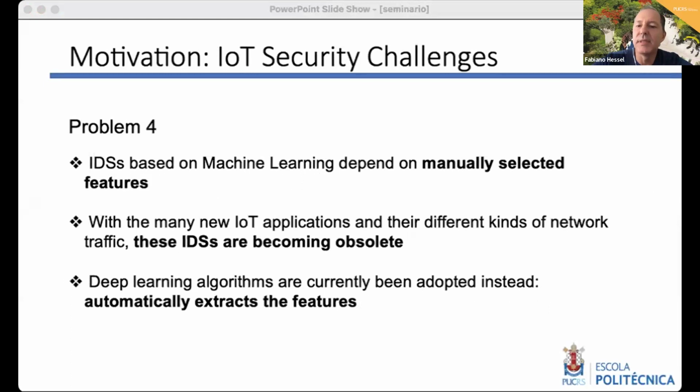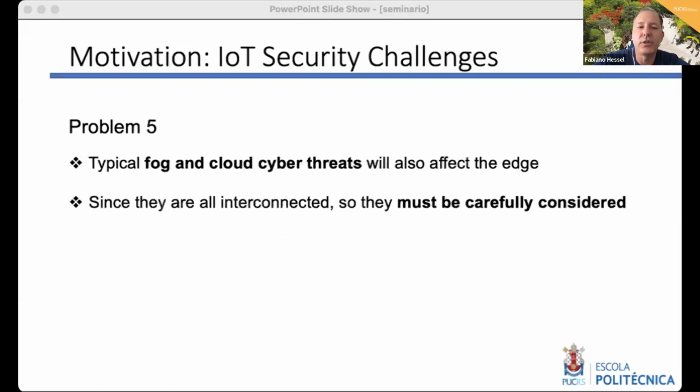Intrusion detection systems have been used in IoT to deal with the security risks. Some machine learning techniques are being applied to improve them. The problem is that many of these machine learning techniques rely on manually selected features. This type of IDS is becoming obsolete due to the many new IoT applications and the many types of network traffic they entail, as well as the many possible associated features that characterize this traffic. Deep learning algorithms are better options. They automatically extract features, but they generally demand a high level of computation and storage resources.